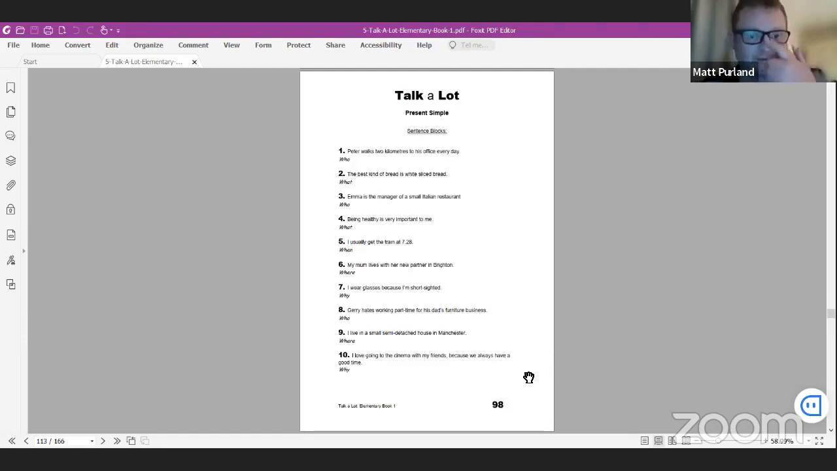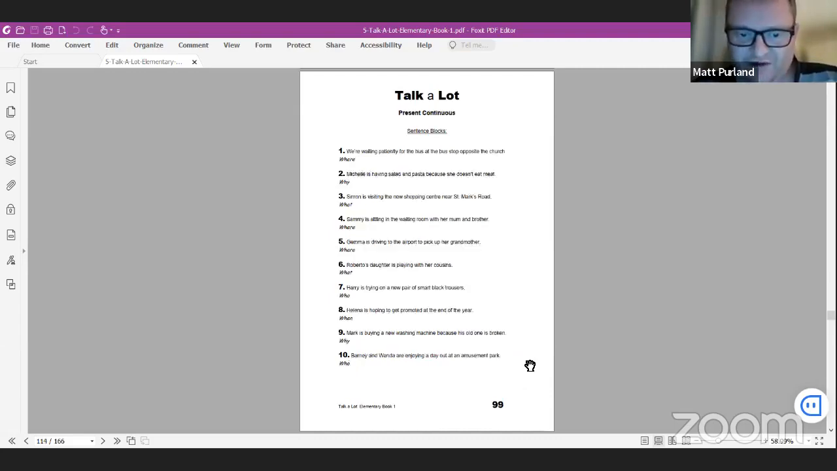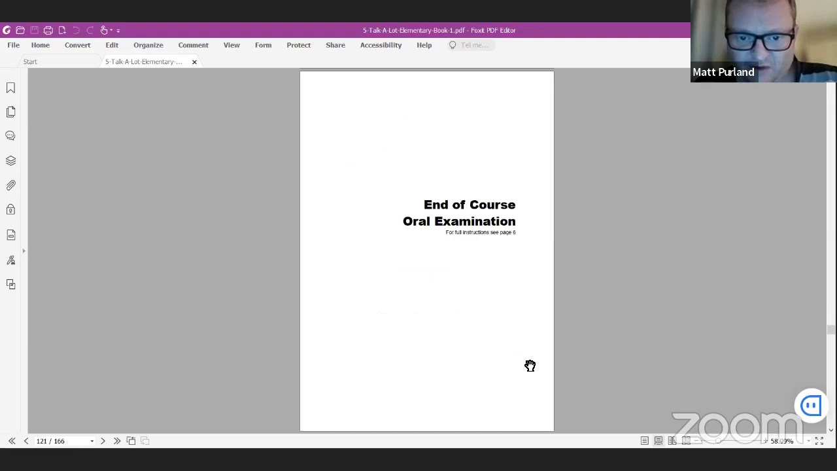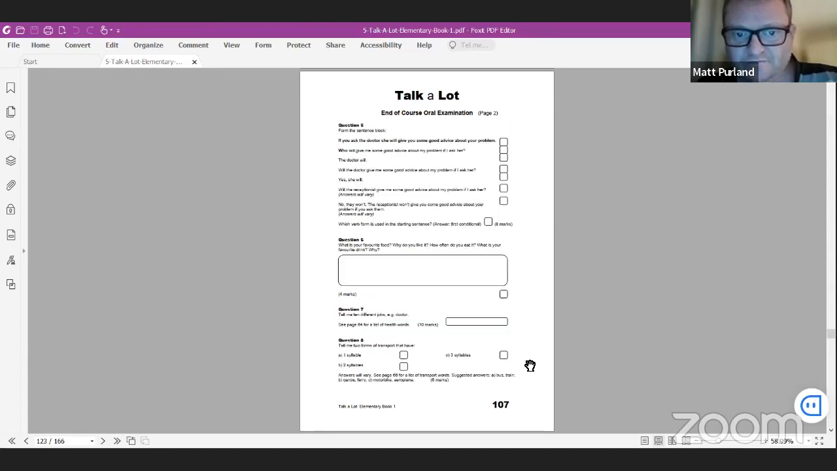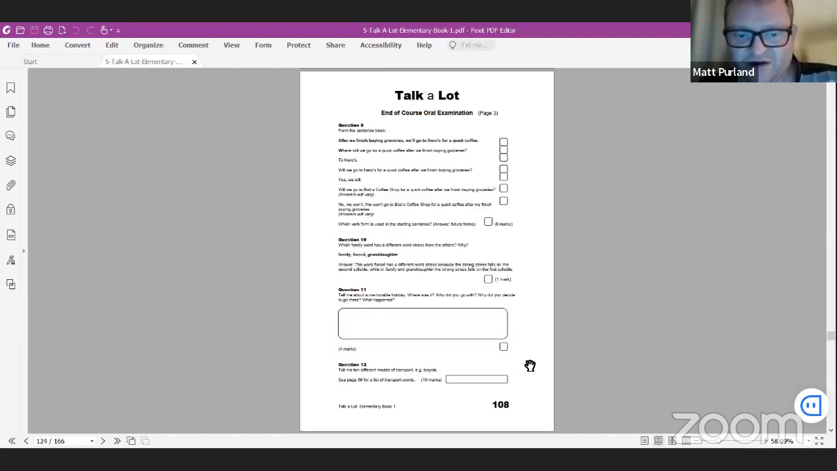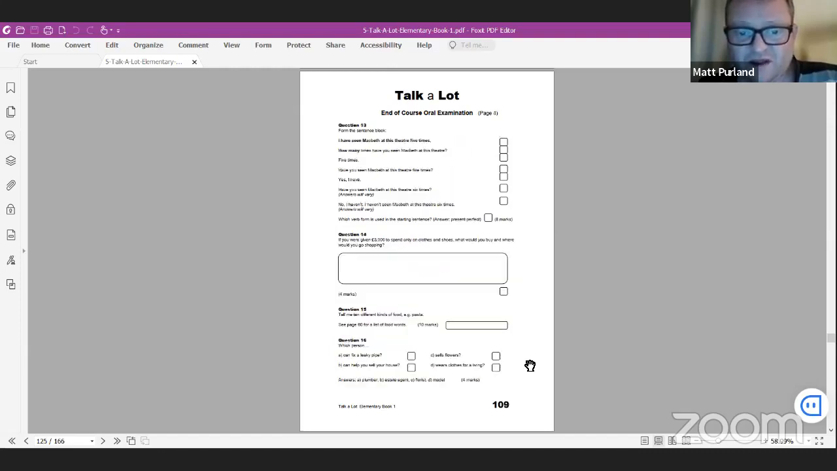Verb form practice, so more sentence blocks here. I don't know what else I can tell you about this book. This end of course exam. You can make your own exam. Use the Word version, edit it, do what you want with it, really.